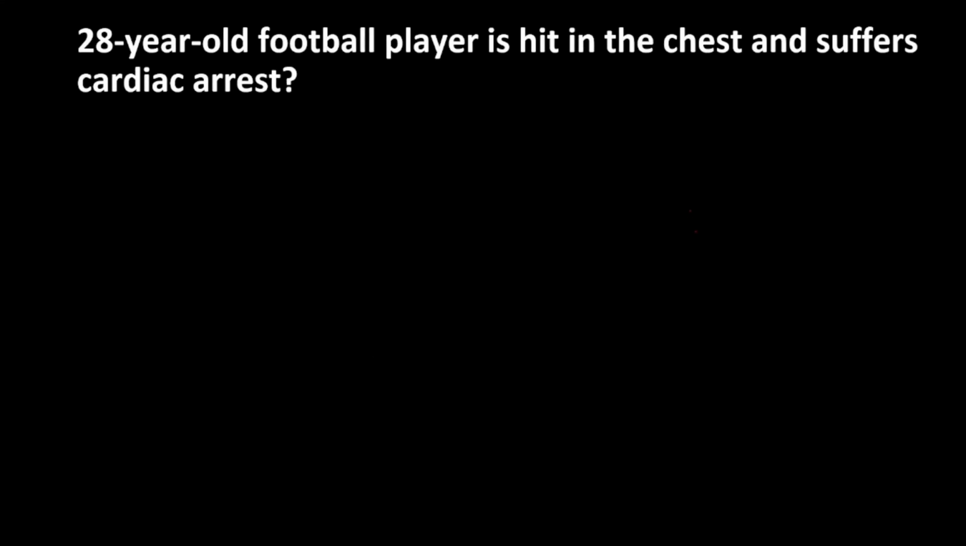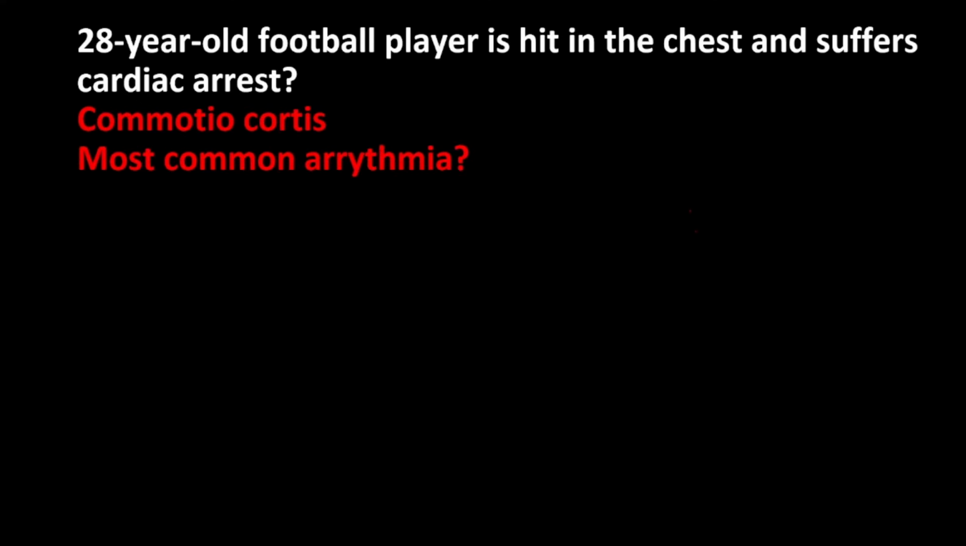All right, let's say they give you a 28-year-old football player that's hit in the chest and then suffers cardiac arrest. So what is the likely diagnosis in this setting? So you should be thinking about commotio cordis, which can happen with acute trauma to the chest. And what's the most common arrhythmia associated with commotio cordis? That would be VFib, or ventricular fibrillation.